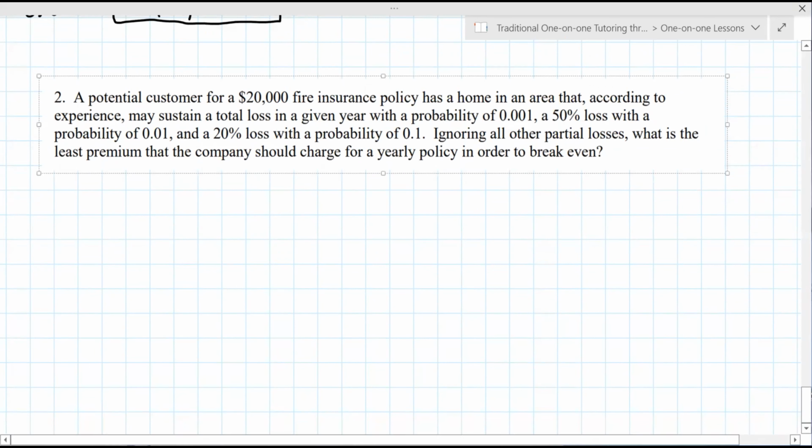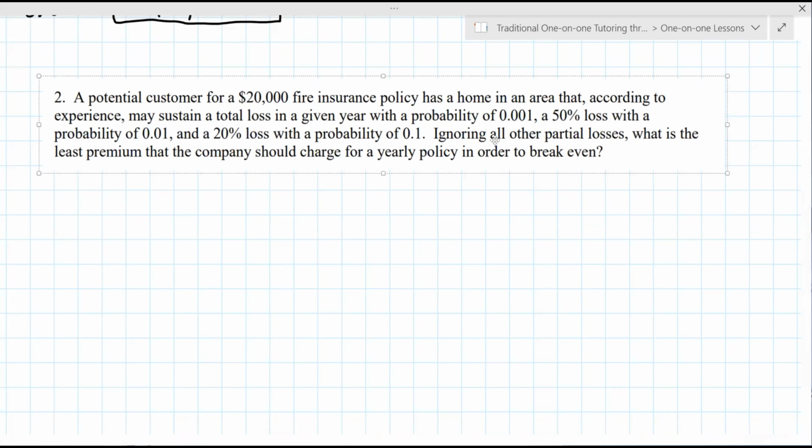Okay. Yeah. All right. So a potential customer for a $20,000 fire insurance policy has a home in an area that, according to experience, may sustain a total loss in a given year with probability 0.001, a 50% loss with probability 0.01, and a 20% loss with probability 0.1. Ignoring all other partial losses, what is the least premium that the company should charge for a yearly policy in order to break even? So this is kind of odd.